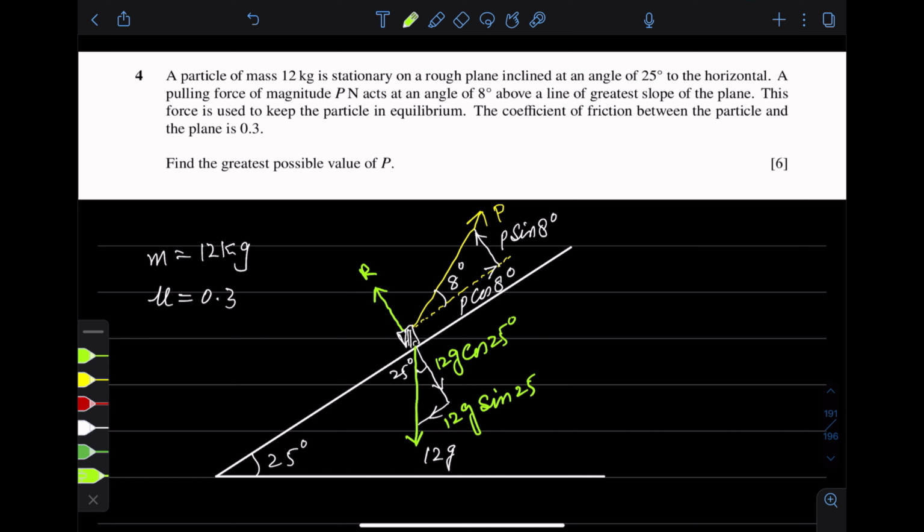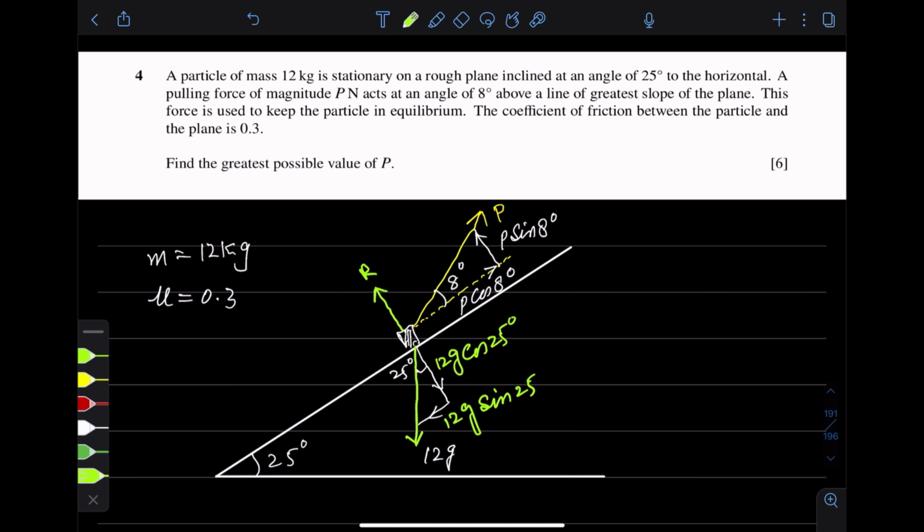If the tendency to movement of the particle is upward, then the friction will be downward. If the tendency to movement of the particle is downward, then the friction will be upward. But we have to find the greatest possible value of P. Now if we increase the force P, then we will have a tendency to movement upward.